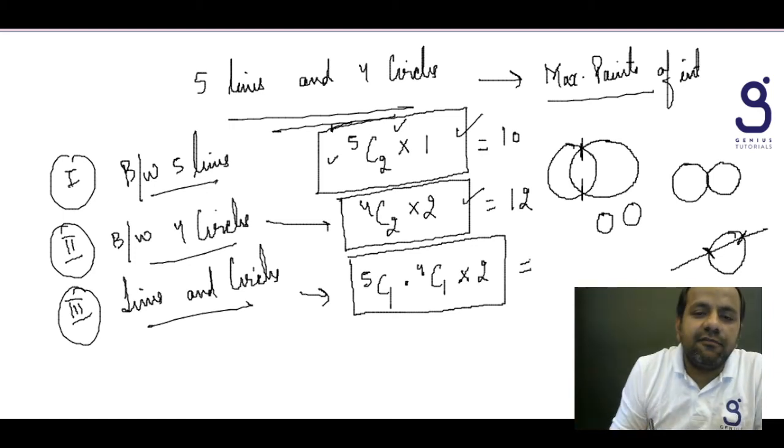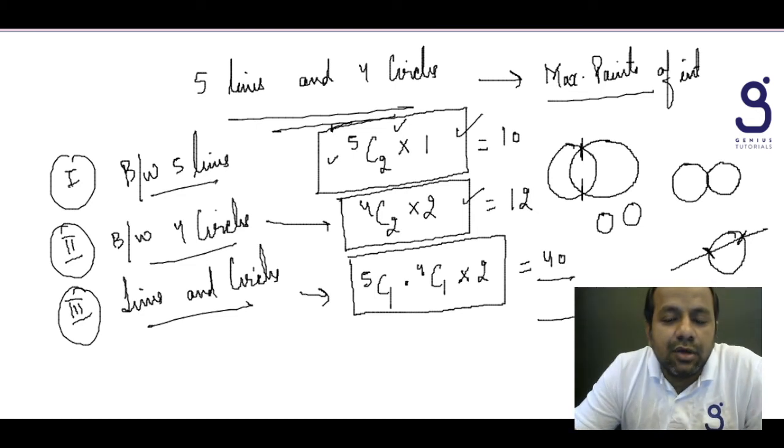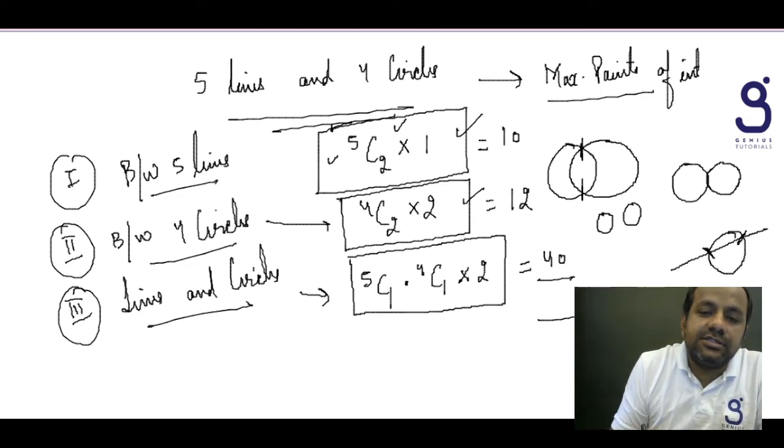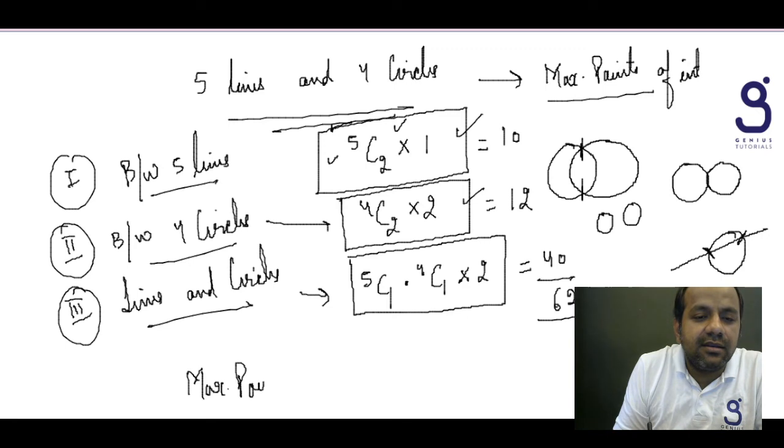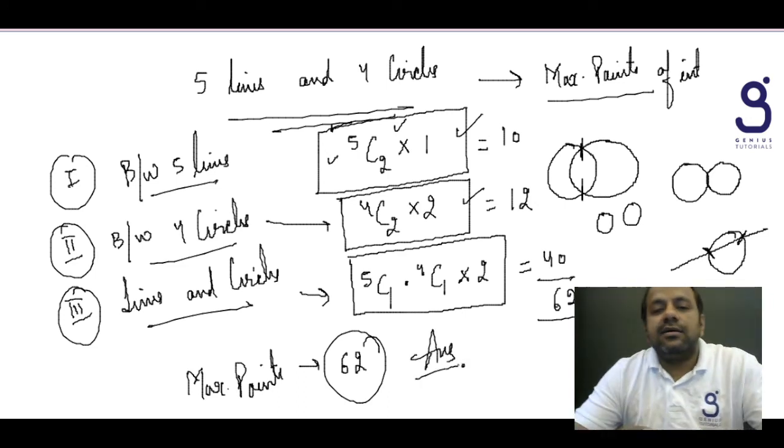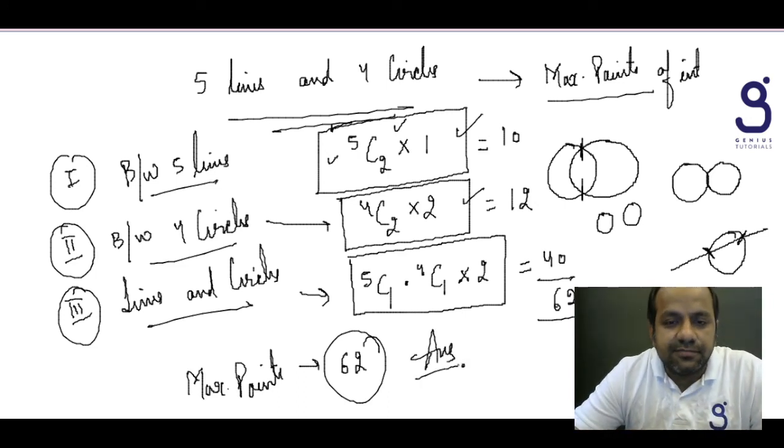From this, it will be 5 into 4 into 2, that will give you 40. Okay, so adding these, it will give you 40, 50, 60, 62. So we can say that the maximum point of intersection between 5 lines and 4 circles will be 62. This should be the final answer to this question.